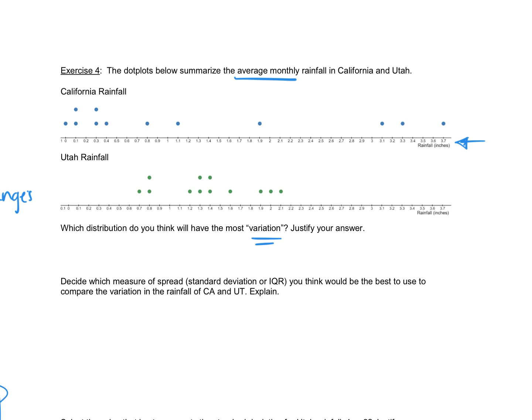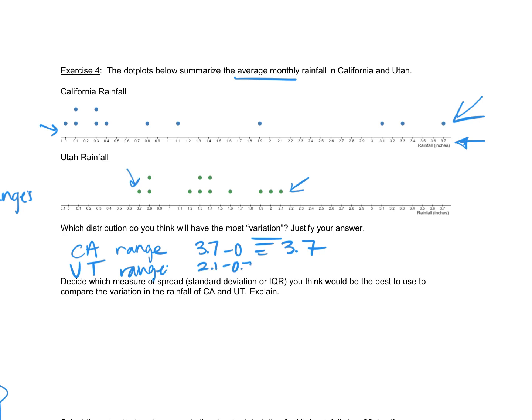Well, we'd probably say California. And one way that we could see it besides calculating standard deviation is looking at California's range. We have 3.7, the max, to 0 here, the low. So we have 3.7 is the range for that. Now Utah, we have a range looking at its max 2.1 and its lowest 0.7. It's equal to 1.4. So just by looking at the range, you can see that California is more spread out.